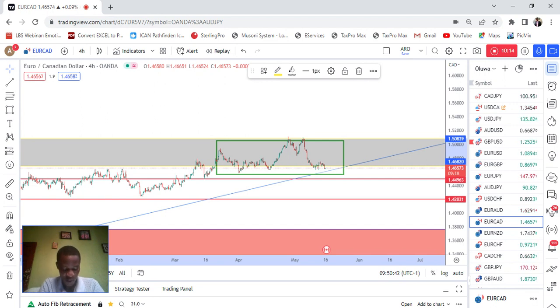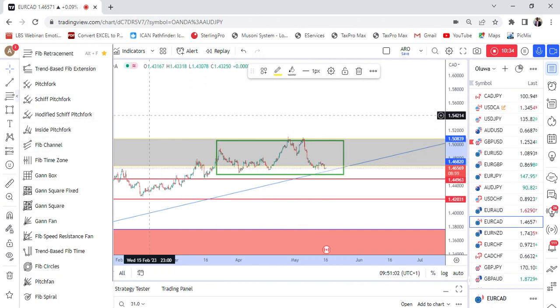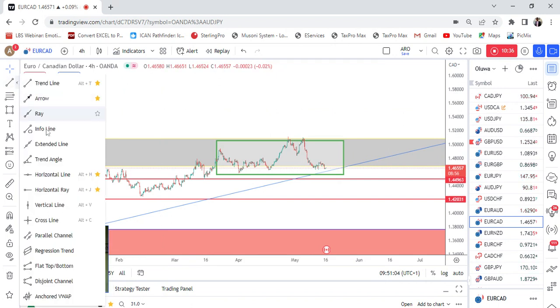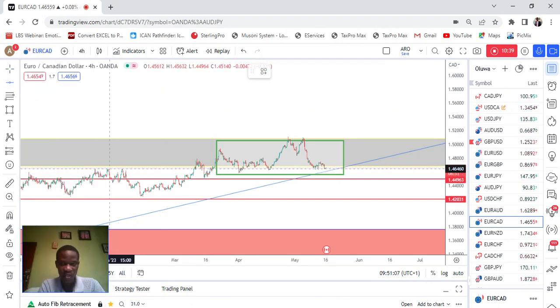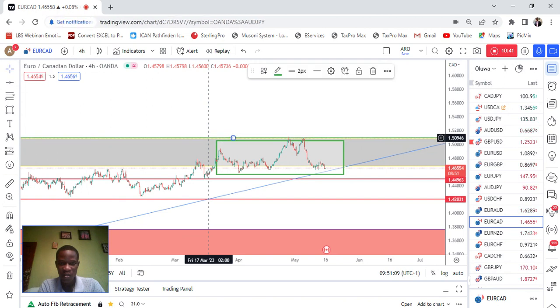So if you are looking for any buy opportunity on this particular area, until the market breaks this particular area, that's when you can look for a buy from this market. And why do I say so? Until the market breaks that place.